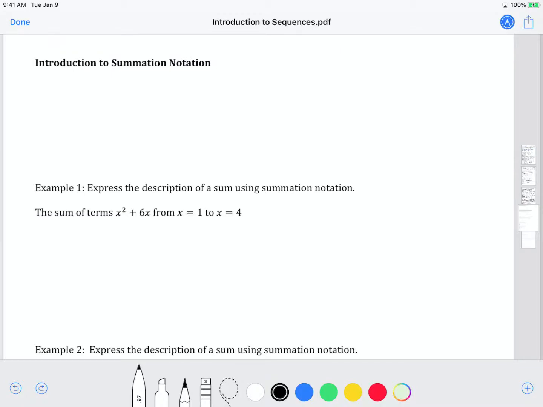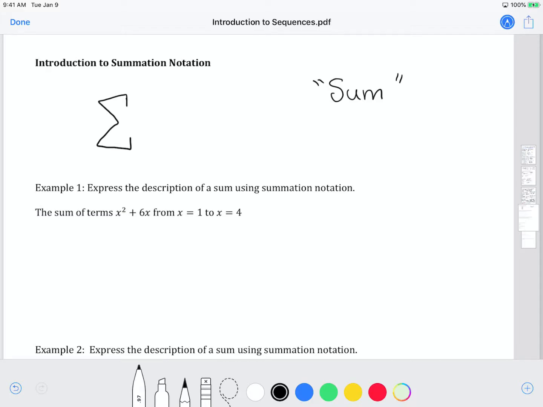We're going to introduce you to summation notation. Summation notation looks like this. You may have seen it before. It is a Greek symbol, and this symbol just means sum, means we're going to add things up.